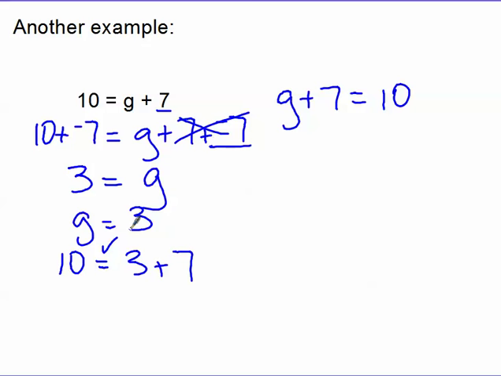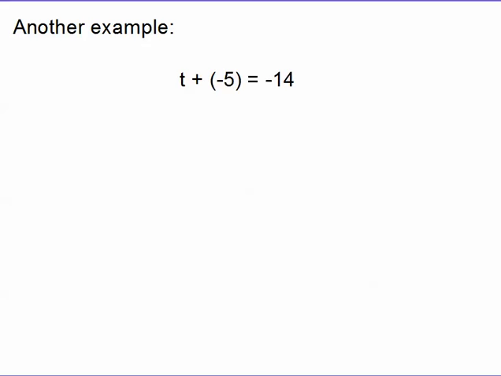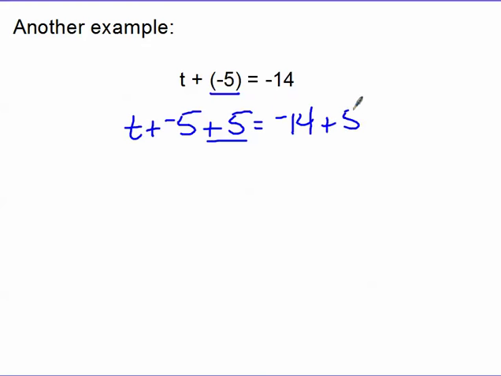Let's try one more, and then we'll be done. So we've got t plus negative 5 equals negative 14. These parentheses don't mean anything other than this number is negative. So I need to get t by itself, so I need to get rid of this negative 5. So how do we do that? We add its opposite. T plus negative 5 plus, and the opposite of negative 5 is 5. So this is the new thing, equals negative 14 plus 5.